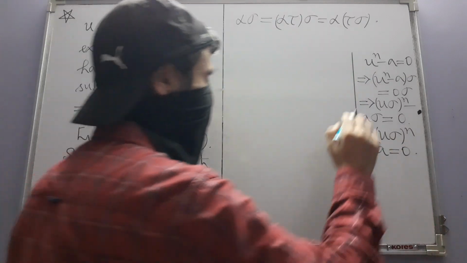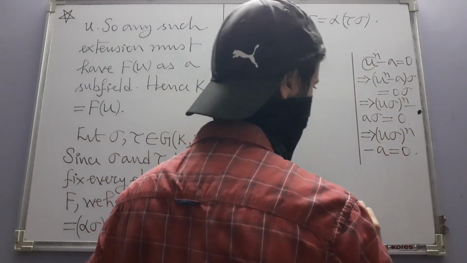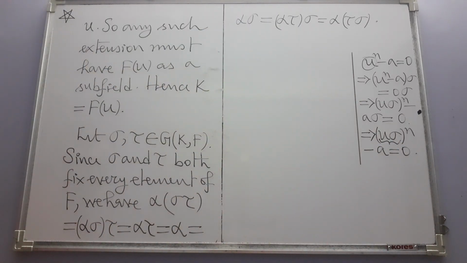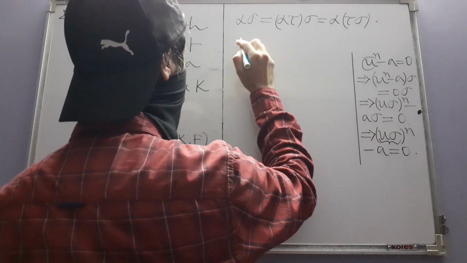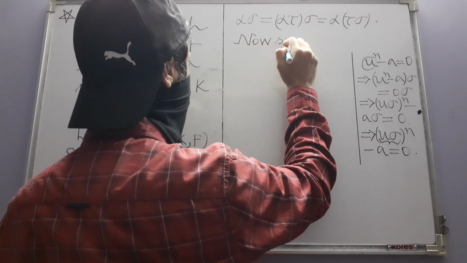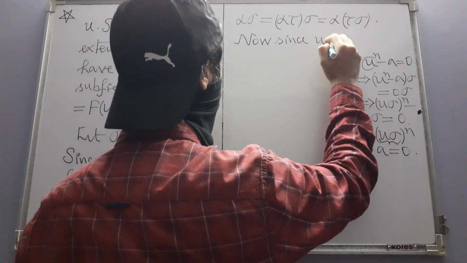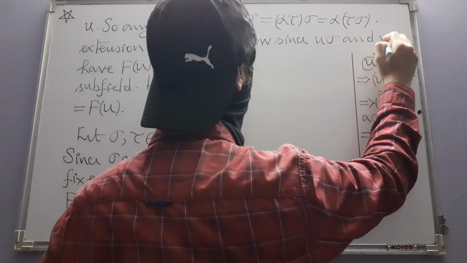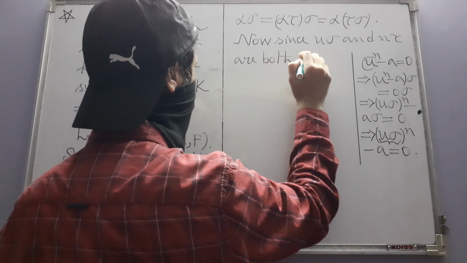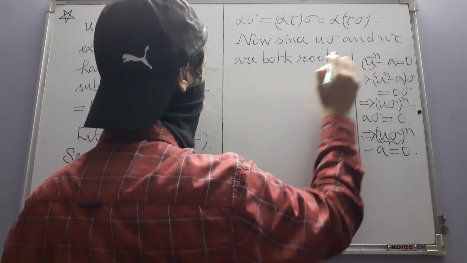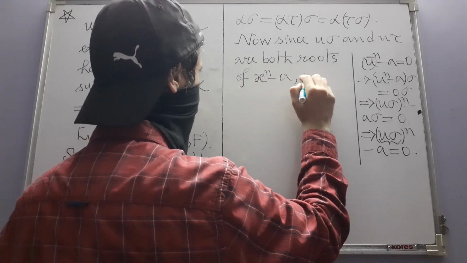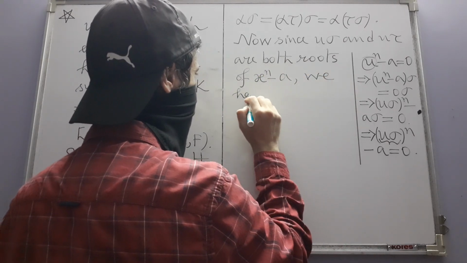So we see that just like u is a root of this polynomial, so is u sigma. Okay, so we are going to use this fact. Now, since u sigma and u tau are both roots of our polynomial, we know all the roots.